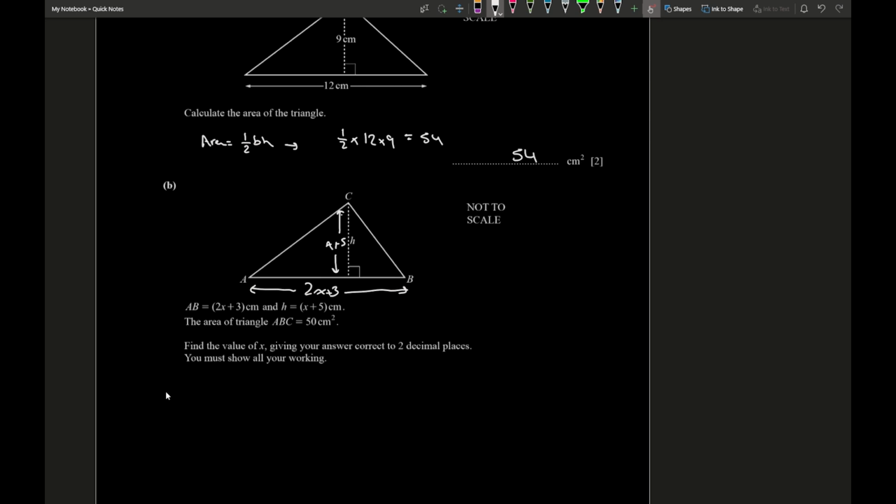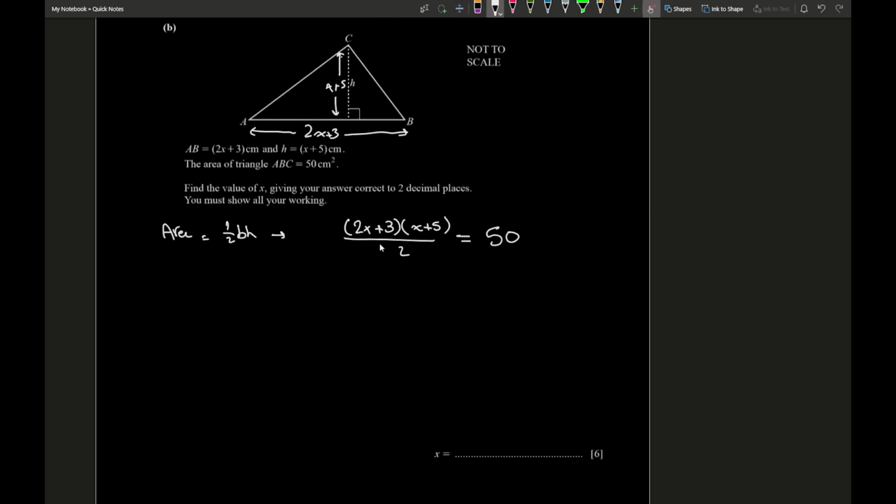So we'll use the same idea, the area formula, half times base times height. The base is 2x plus 3 and the height is x plus 5, all divided by 2, is equal to 50. So to solve for x we'll just multiply by 2 on both sides. So (2x plus 3)(x plus 5) is equal to 100.